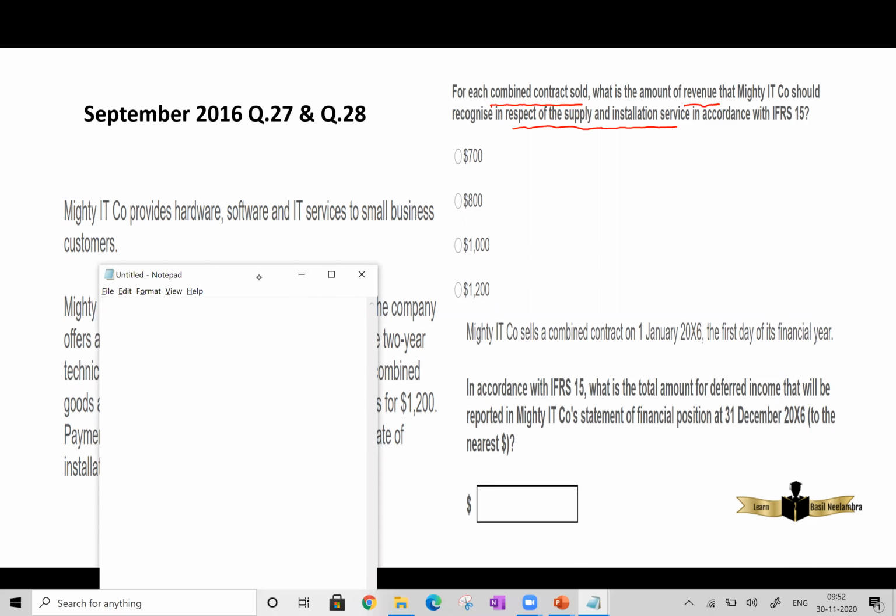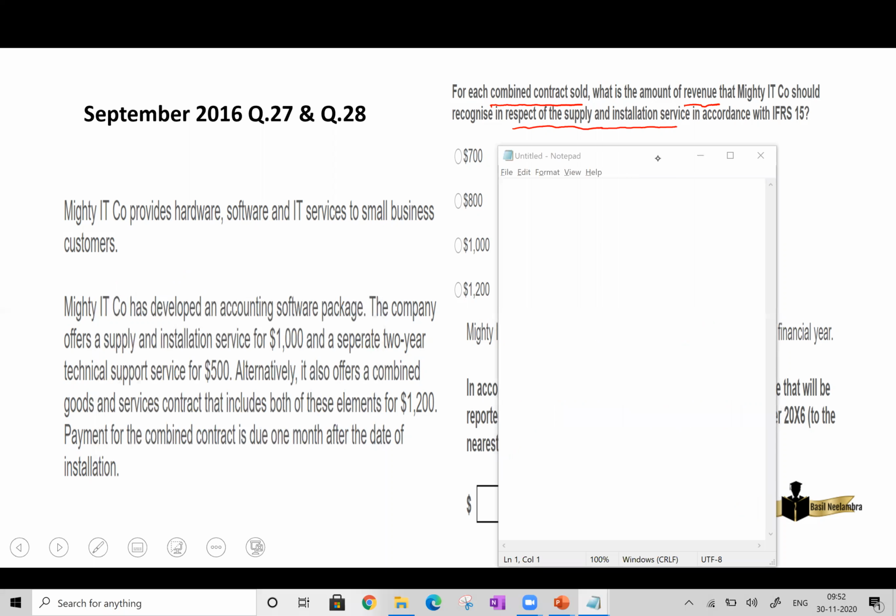Mighty IT company provides hardware, software, and IT services to small business and customers. Mighty IT has developed an accounting software package. The company offers a supply and installation service for $1,000 and a 2-year tech support service for $500.